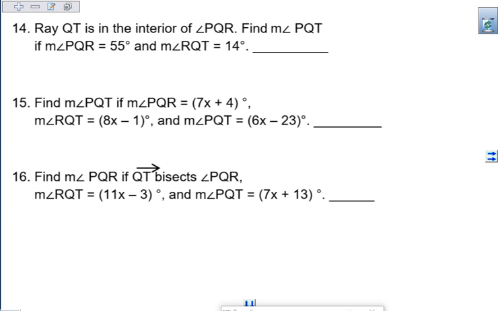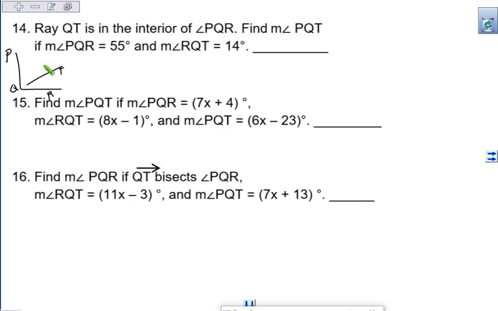Next up, ray QT is in the interior of angle PQR. Find the measure of angle PQT, if the measure of angle PQR equals 55 degrees and the measure of angle RQT equals 14 degrees. So what should we draw here? An angle, because we've got an angle sign. And how would we label? PQR, and T being in between.